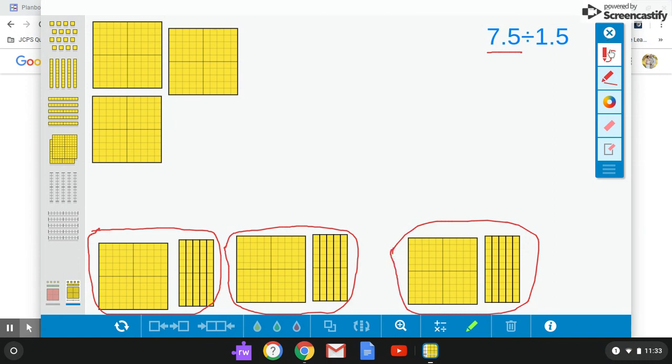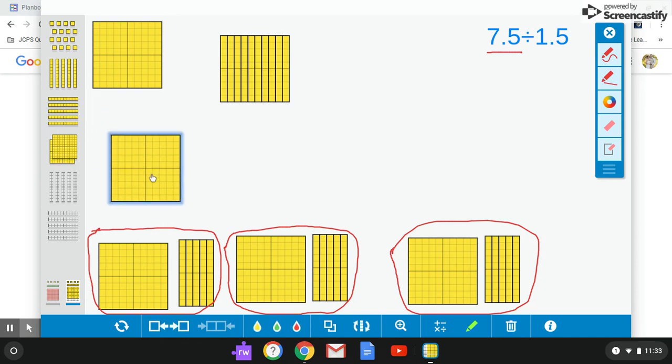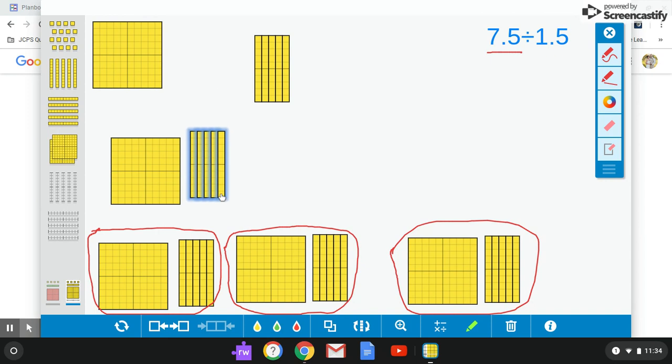And now to continue making groups of 1 5/10, I'm going to have to regroup some more because you can see that I don't have enough tenths to do that. So here's my one whole. I'm going to break it into tenths so I can make another group of 1 5/10. So I just made my fourth group of 1 5/10.